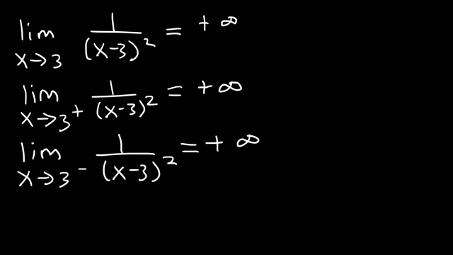Now, because infinity is not a number, some textbooks will still define this as the limit doesn't exist. But what it means is that the numbers keep getting larger, larger, and larger. It doesn't converge to a specific number. But you could write this as positive infinity if you want to.